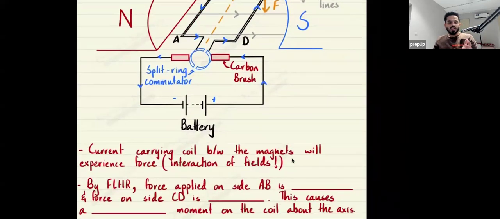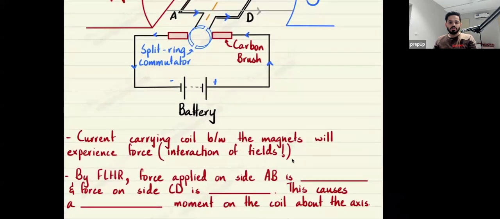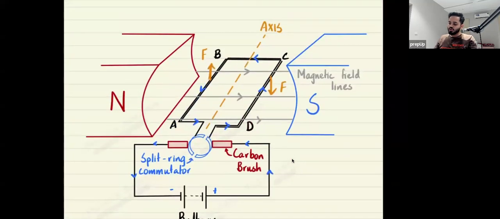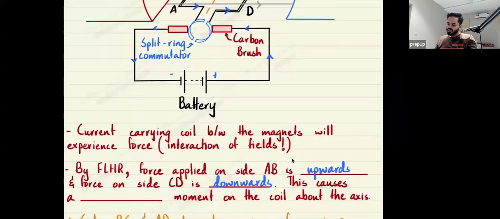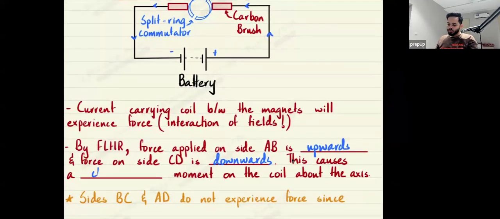So by Fleming's left-hand rule, the force applied on side AB is upwards, and on side CD is downwards. And you can see the kind of moment this produces on the coil because it's going to rotate like this, right? So this is how it's going to rotate. So we'll say this is a clockwise movement. So this causes a clockwise movement on the coil.